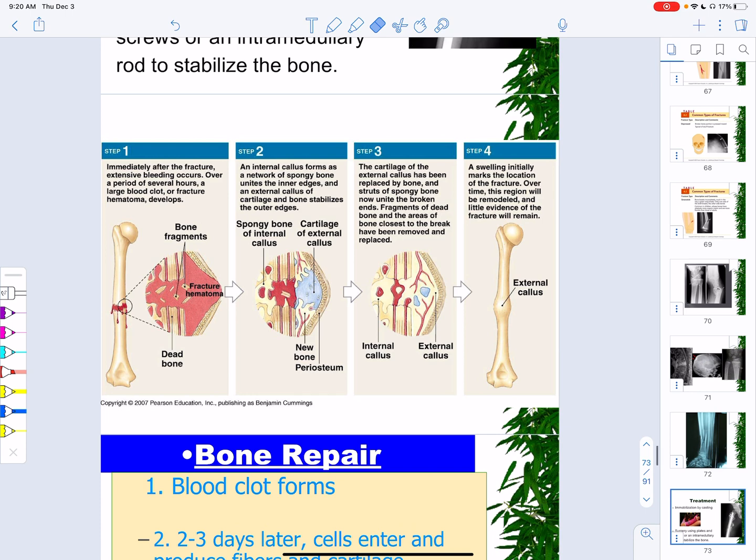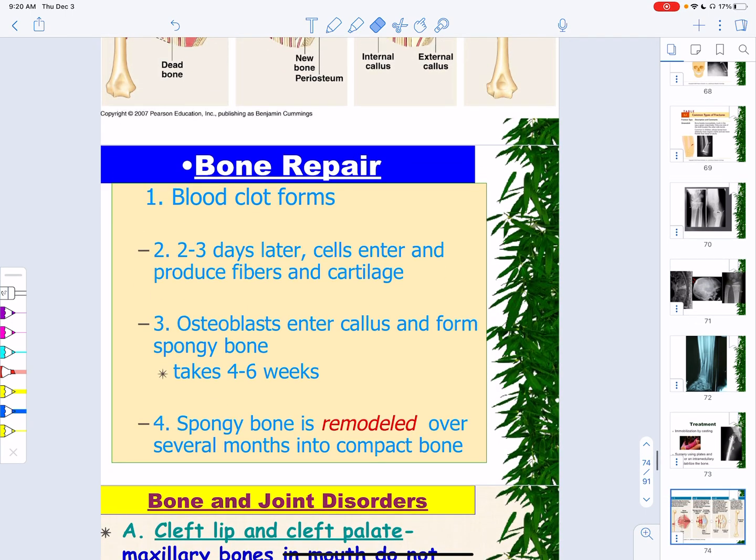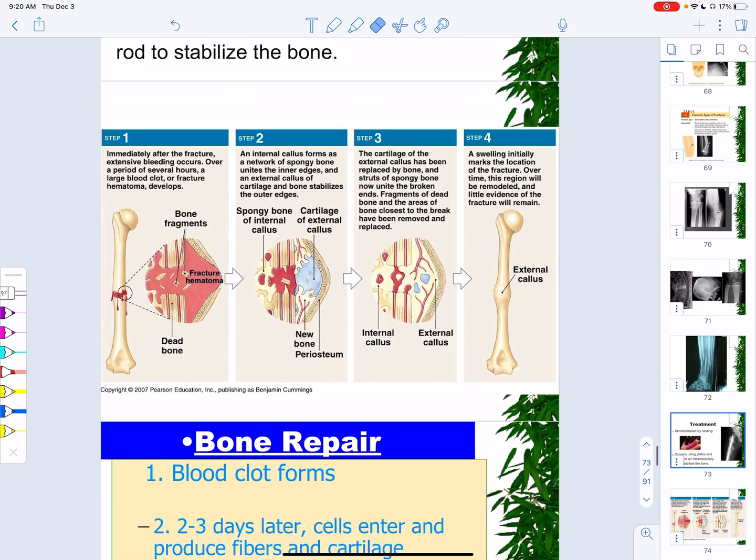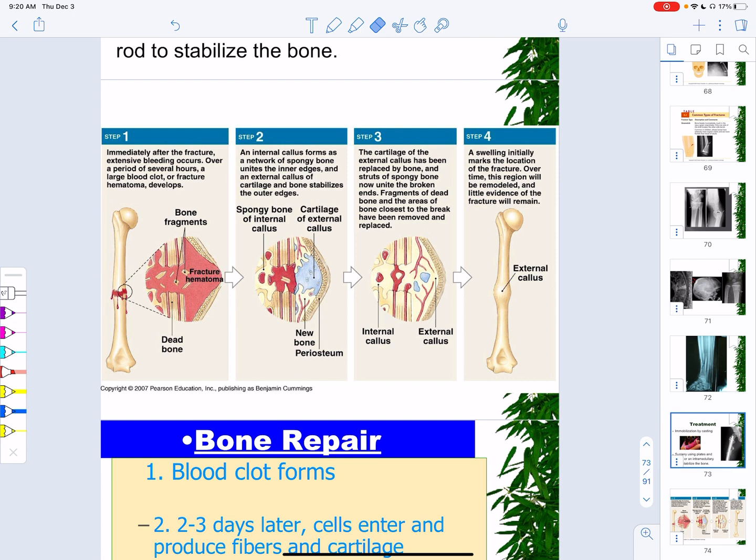Okay, so how does it happen? You do need to know these 4 steps of bone repair for your test. So be sure and write them down. Make sure you understand them. Make sure that you pay attention to 1, 2, 3, and 4. Okay, so step 1, you're going to have a blood clot form. When your bone breaks, it's going to start bleeding. You're going to have intrinsic and extrinsic clotting processes that will take place to make a blood clot.